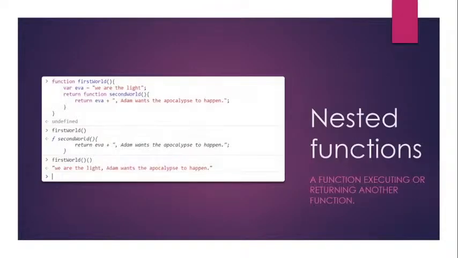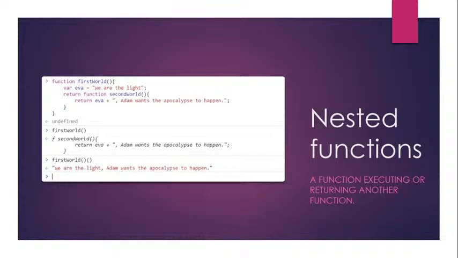Now let's talk about nested functions. What are these? Whenever a function is executed within another function, or if a function is returned by the return keyword within a function, it's known as a nested function. For example, in this case, the function first world has a variable eva that says we are the light, and then it returns a separate function, second world, in which the return keyword says eva plus Adam wants the apocalypse to happen.